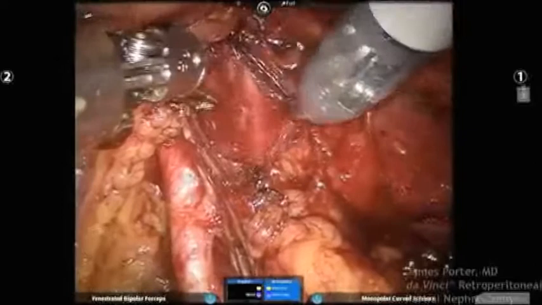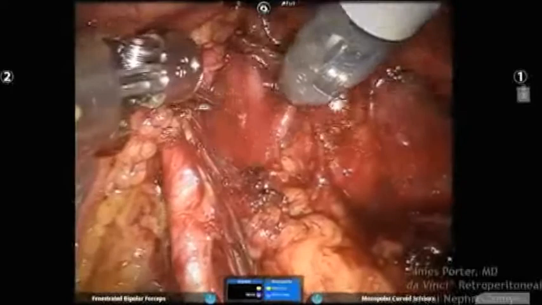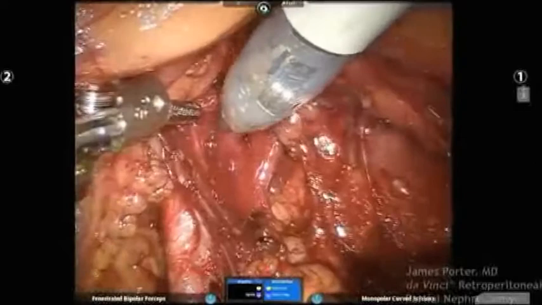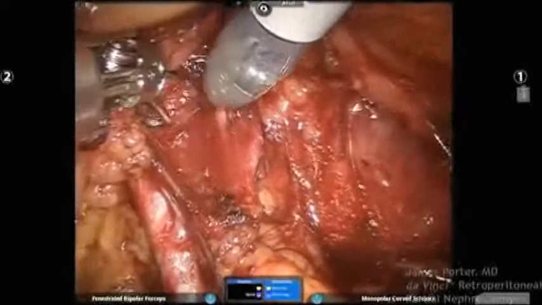Can we poll the audience? How many people in the room currently do robot-assisted partial nephrectomy? How many people are doing? Okay, so a good number. How many people are doing just laparoscopic, no robotics at all?